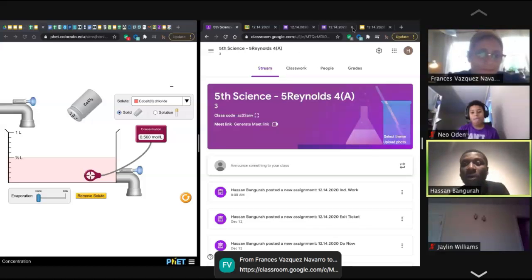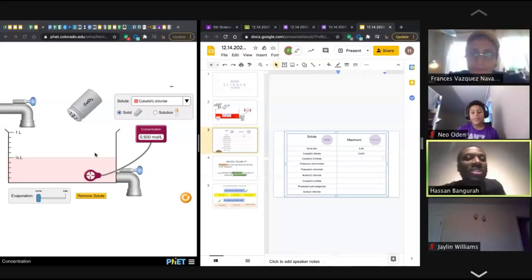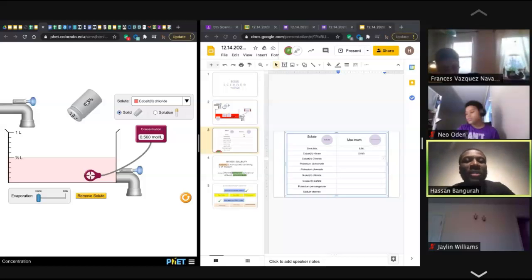So for cobalt, what is the maximum concentration or the saturation point for cobalt chloride? You can go ahead and put it in the chat. This is so that you can get some easy PBIS points because you've already done the work, okay? So go ahead and put in the chat, what is the maximum concentration for cobalt chloride?